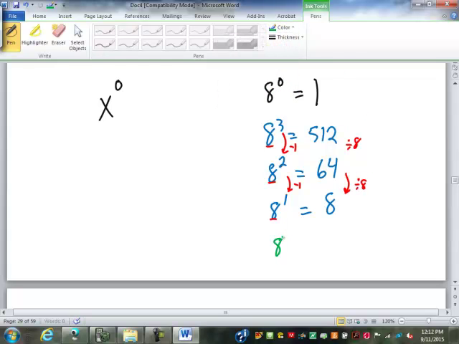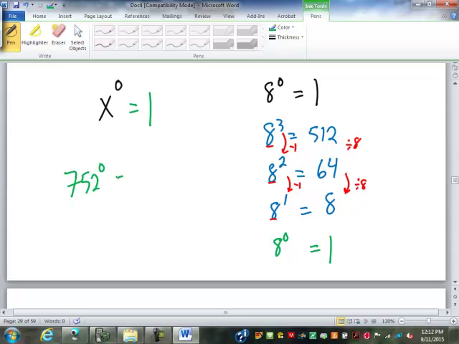So if we kept going, 8 to the power of 0, we reduce the power by 1. What's 8 divided by 8? 1. 8 to the power of 0 is 1. In fact, anything to the power of 0 is 1. X to the power of 0 is 1.